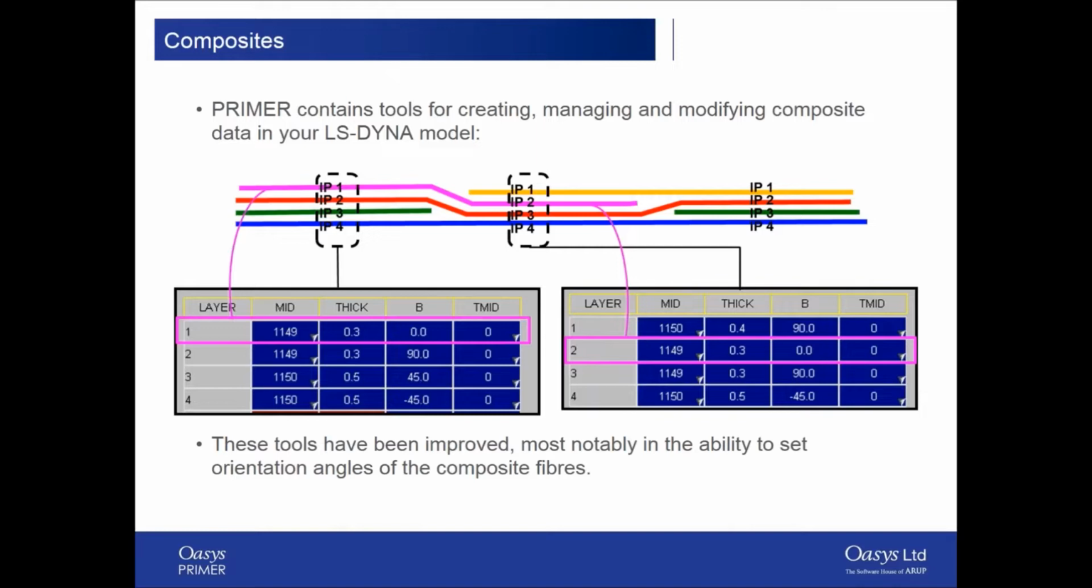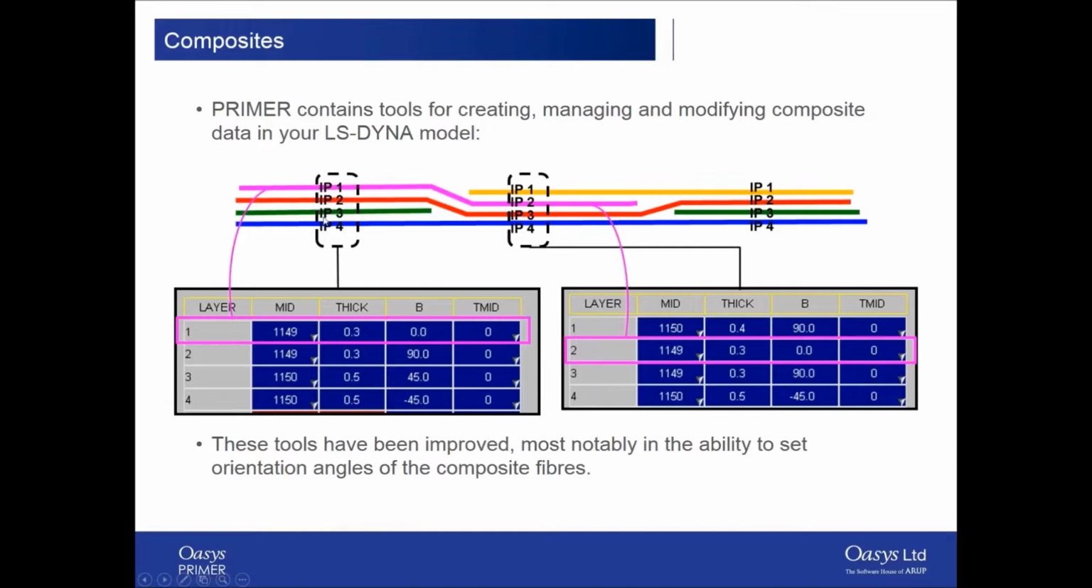And the reason you want to have tools like this is it can be a little bit tricky to set up composite model data in LS-DYNA. And one of the main reasons for that is if you have a situation like this where you have a layup with many different plies, and let's say this is one shell on the left-hand side, then you've got a shell in the middle, and you've got a shell on the right-hand side.